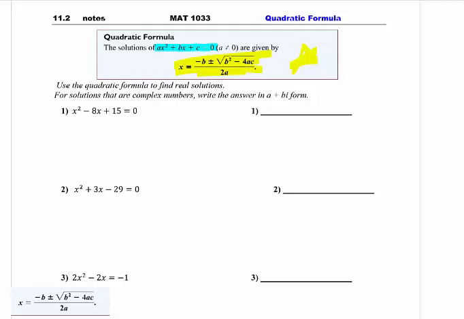So on number 1, A is 1, which is the coefficient of x squared. B, which is the coefficient of x, is a -8. Be careful with your signs. And C is a +15. The signs are super important.